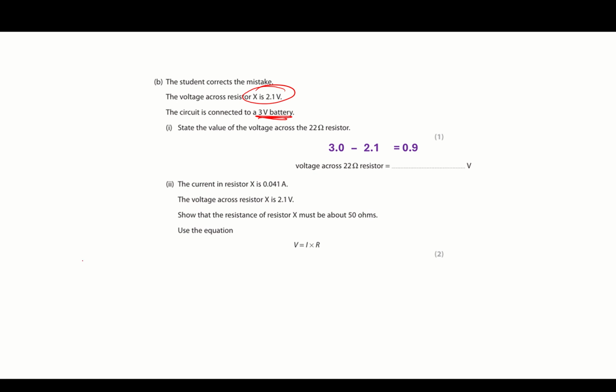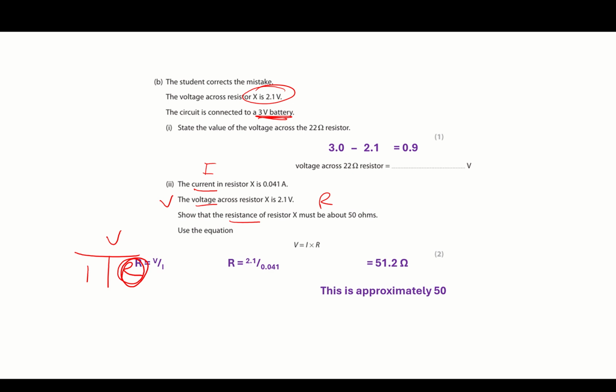Next one, I keep saying this is your most important equation for this. It comes up all the time. We've got the current, I, we've got the voltage, V, calculate the resistance, R. So show that the resistance must be 50 ohms. We want R equals V divided by I. So R equals V over I. Then we take the voltage that it has, 2.1. It tells you what to use. Divide by the current, 0.041. That now gives you 51.2. Yep, that's roughly 50. Done.